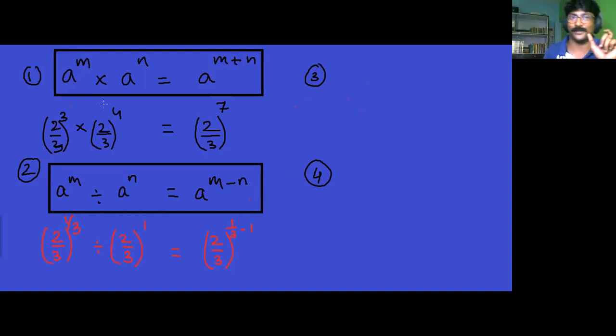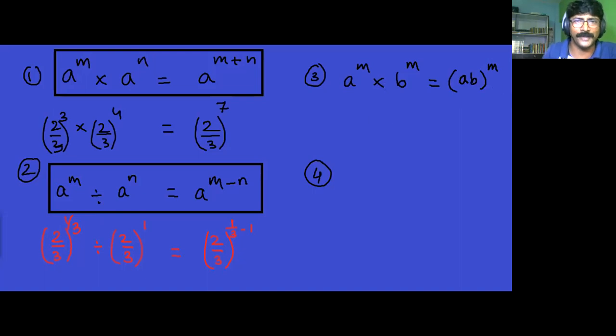I hope, students, you are writing along with the rules, the laws and the examples very carefully. Okay, now what if the bases are not same? What if the bases are not same? Look at the example, it is something like this: a power m into b power m. Look at this. Here the bases are different, and here the powers are same. So it will become ab raised to the power m.